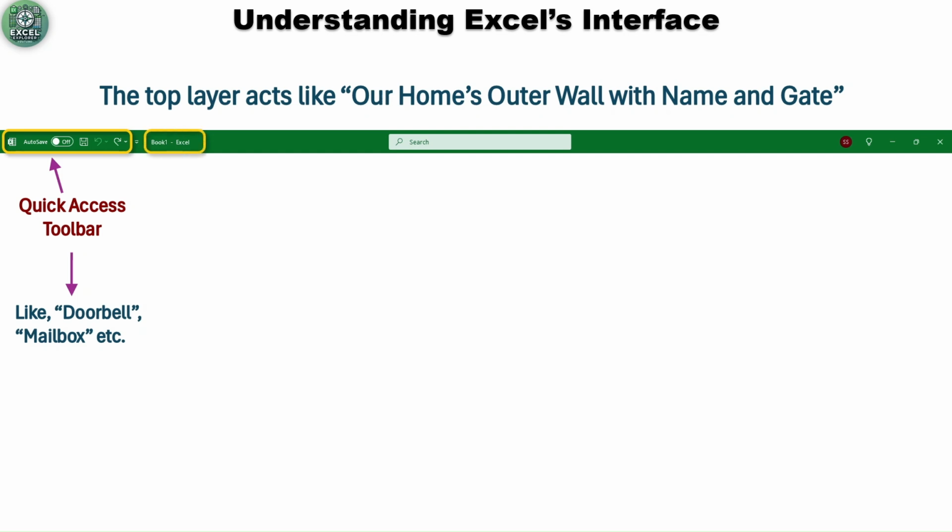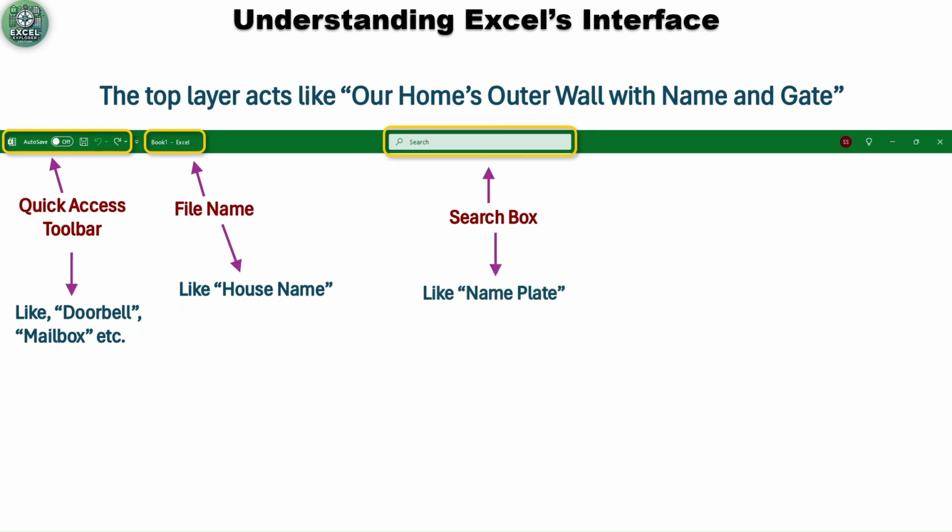Right next to it, we have the file name. Imagine this as the name of your house. Just like a house name gives a house an identity, the file name lets you identify a specific Excel file. Next, we find the search box. Think of it as the nameplate or house sign mounted on the outside. Just like a nameplate tells the visitors where they are, the search box lets us quickly locate tools and features.